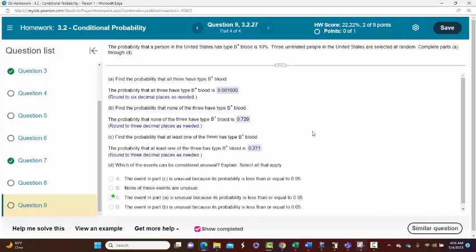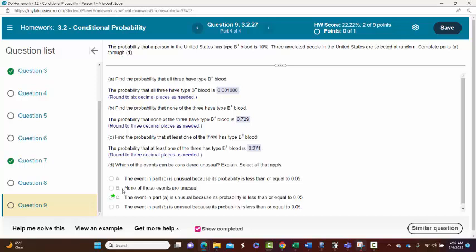This is exactly like the type O positive problem I did in the notes, so you can refer back to that. So this 10%, 0.1, all three have it, would be 0.1, 0.1, 0.1, multiply them, you get that answer. It wanted 6 decimal places for some weird reason. You see what I'm talking about? You never know what it's going to want. None have it would be, if it's 0.1 that have it, 0.9 won't have it. So it'd be 0.9, 0.9, 0.9. And then at least 1 is the opposite of none. So you see this answer, 0.271, is just 1 minus that answer right there.